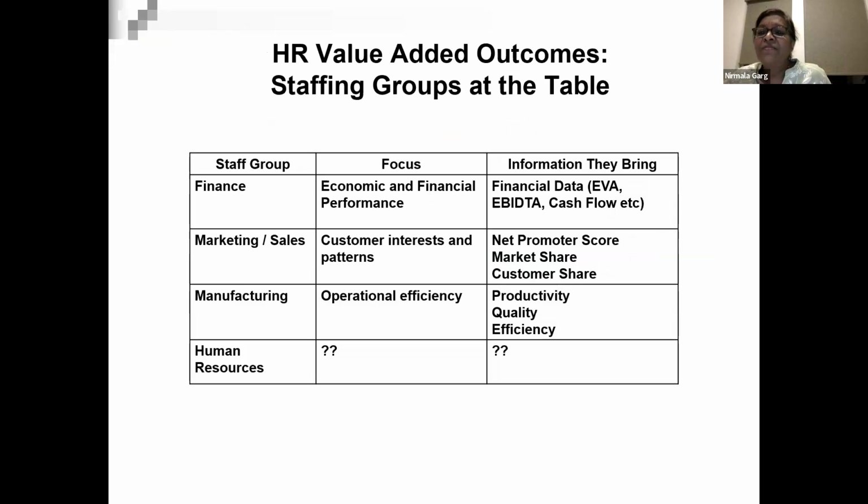Otherwise, like in my first slide, finance has something to show in hard numbers, saying, this much I've done, this much is my EVA, this much is my EBITDA. Then marketing will come back and say, new products, so much I've increased the market share, so many new customers, customer satisfaction. And the manufacturing guy will say, my productivity has gone up so much, quality, efficiency, just in time. But what have we?